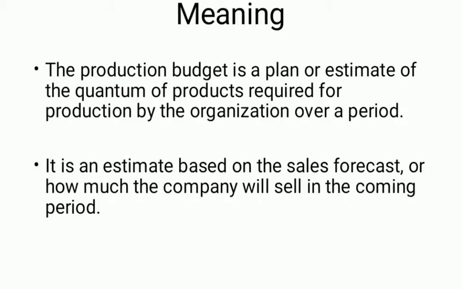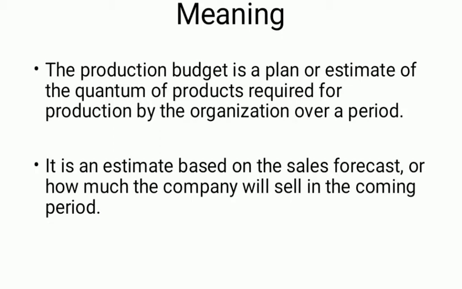Production budget is a plan or an estimation of what is the quantity of products to be produced over a particular time period. So we will prepare a plan or make an estimation, for a particular time period, of the number of products we have to produce. That is called the production budget.